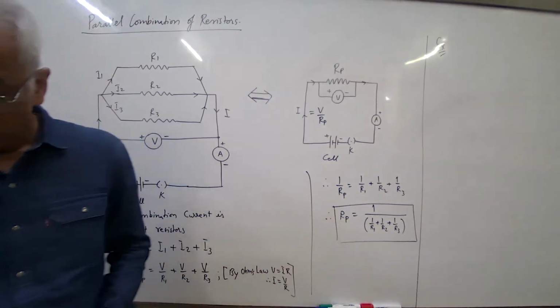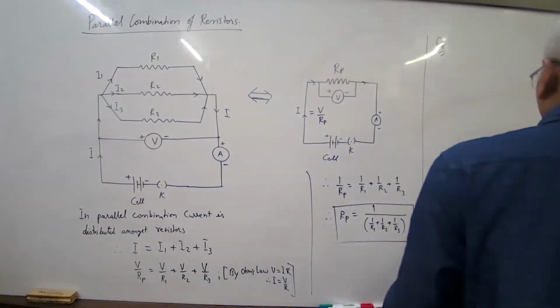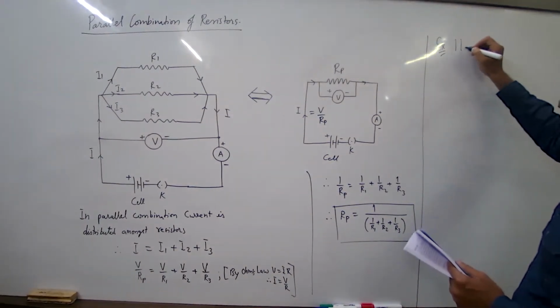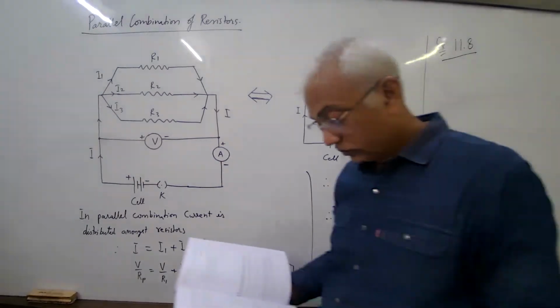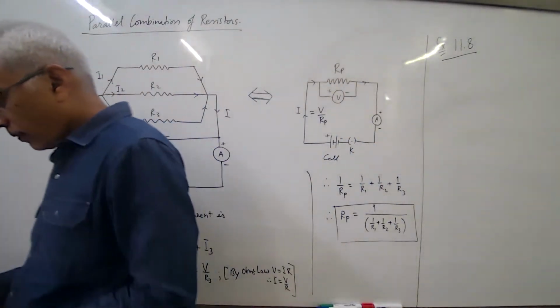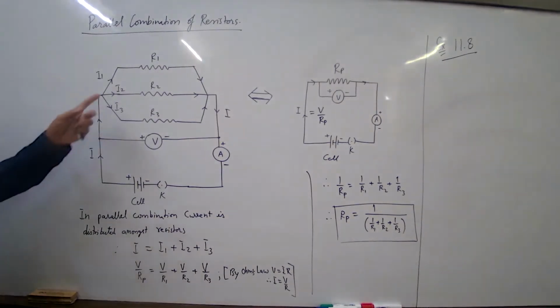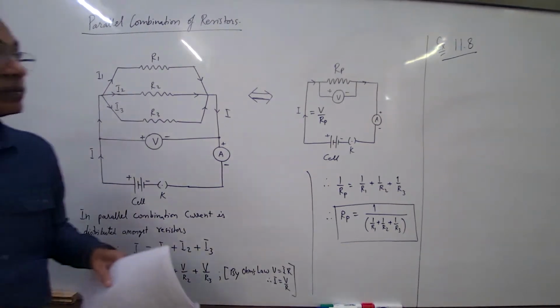Clear? So it will become clear with the help of an example. Let's do example 11.8. So example 11.8, we will use the same circuit diagram. What is given here? R1, R2, R3 is 5, 10 and 30 ohms.